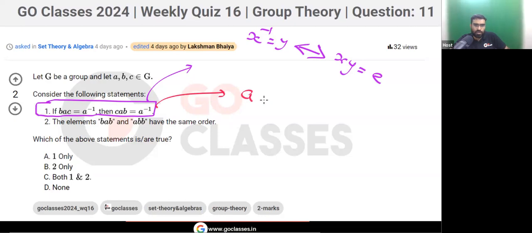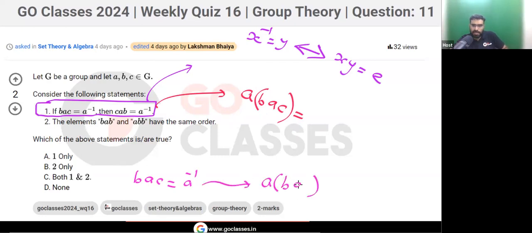So what can I say about ABAC? Please tell me. Remember, BAC is equal to A inverse. So from here, I can say that A(BAC) will be the identity element.